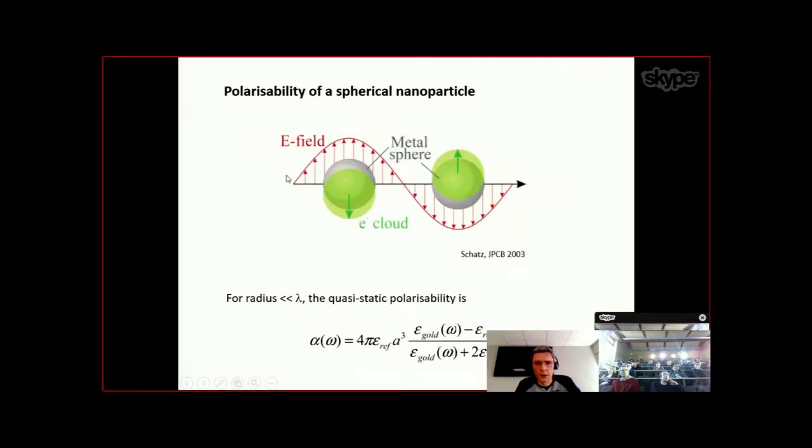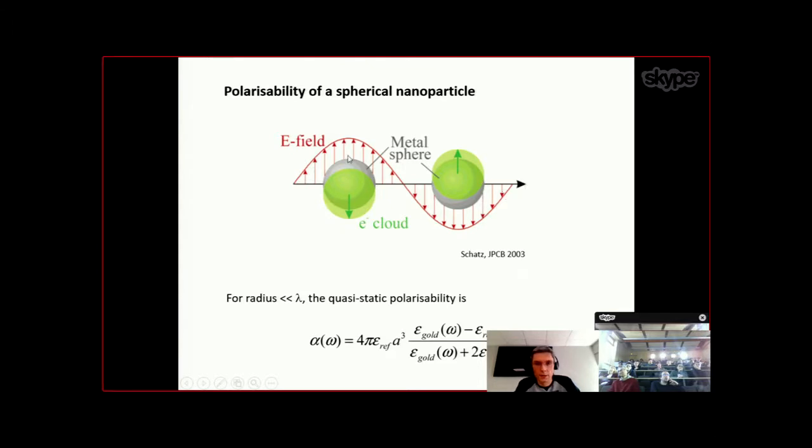Okay, we see this often in chemistry. This type of graph is nice, but I find it a bit difficult to understand. It took me some time to understand. What you have to understand is that this axis here is time. This is your metal nanoparticle, but as a function of time.